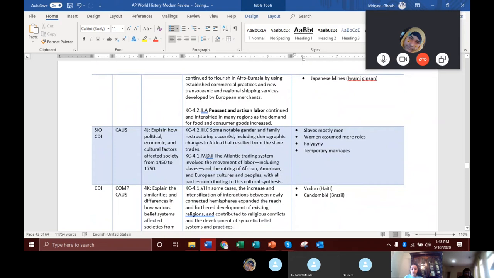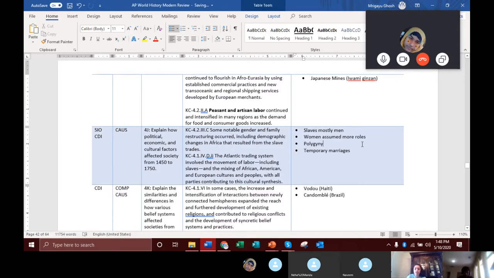Some notable gender and family restructuring occurred, including demographic changes. So, slaves were mostly men, and as a result, women assumed more of the traditional roles that men had. We had polygyny and temporary marriages, and we had this movement of labor, mixing of cultures, cultural synthesis. Anything else we want to put here?